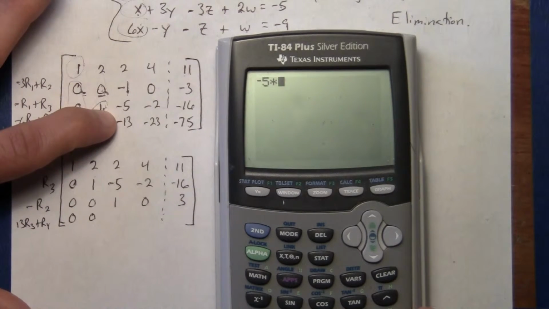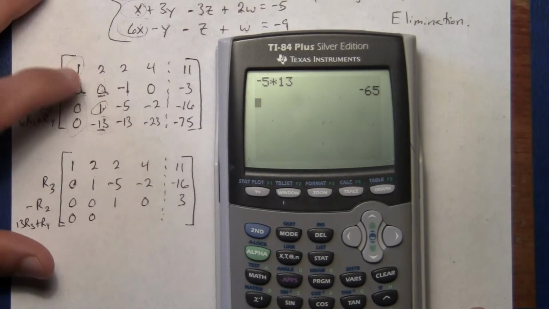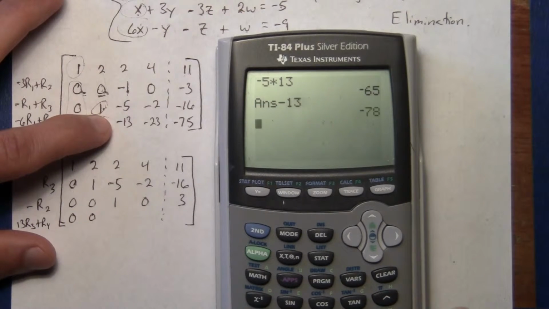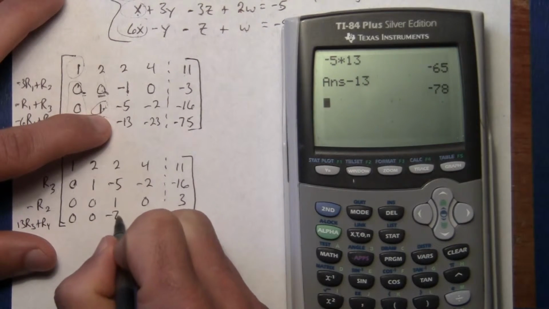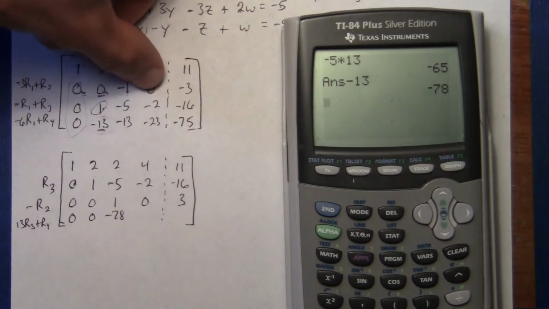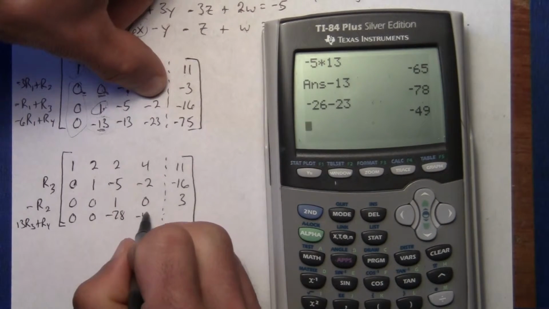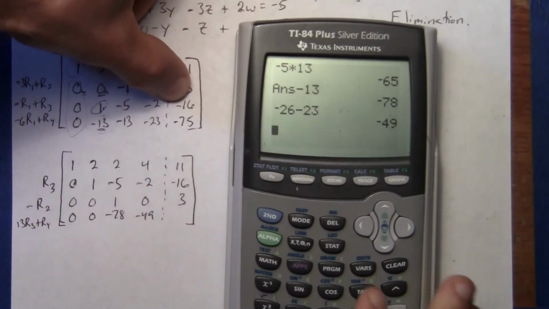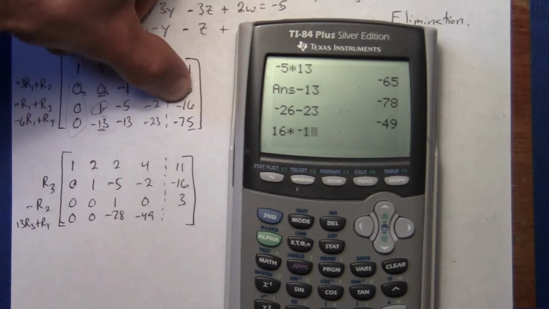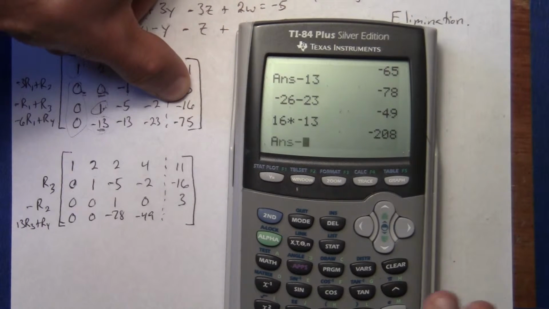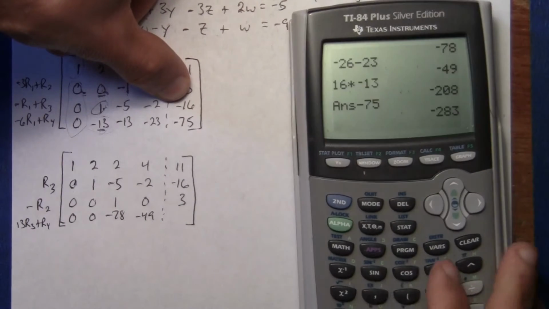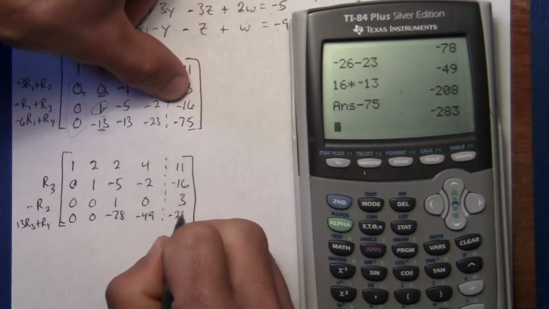So -5 times +13. And then subtract 13. So it looks like I have -78 here. Multiplying by 13, so that's going to give me -26. Subtract 23, or negative 49. Multiplying by positive 13, so I get negative 208, subtract 75 to get negative 283.